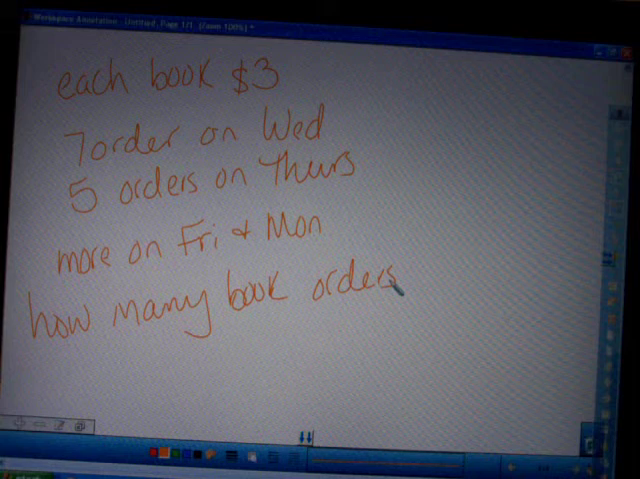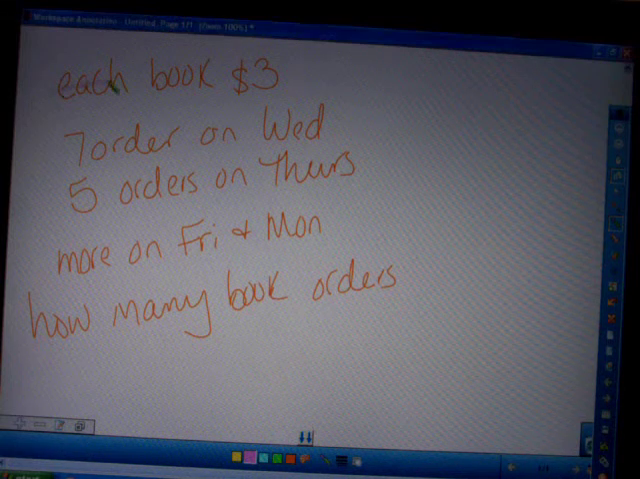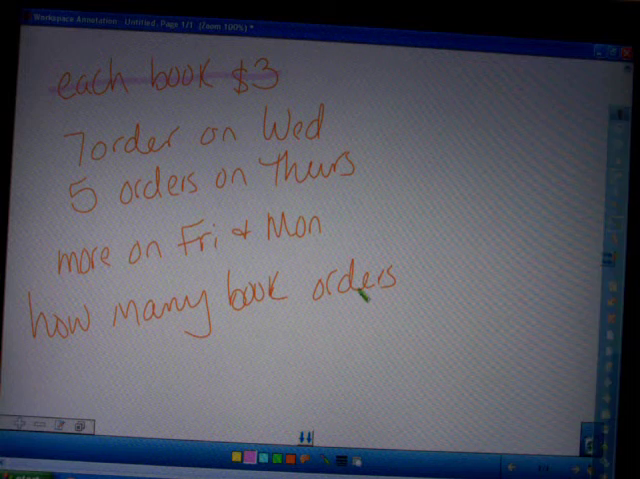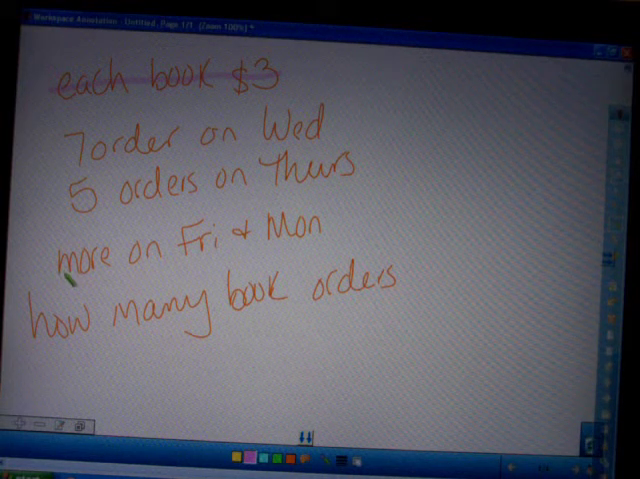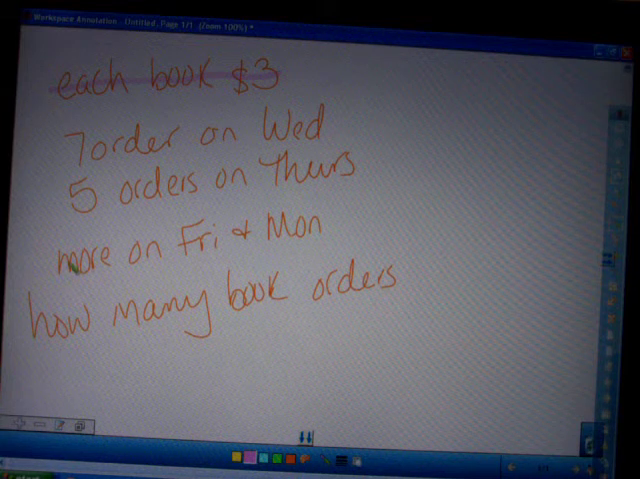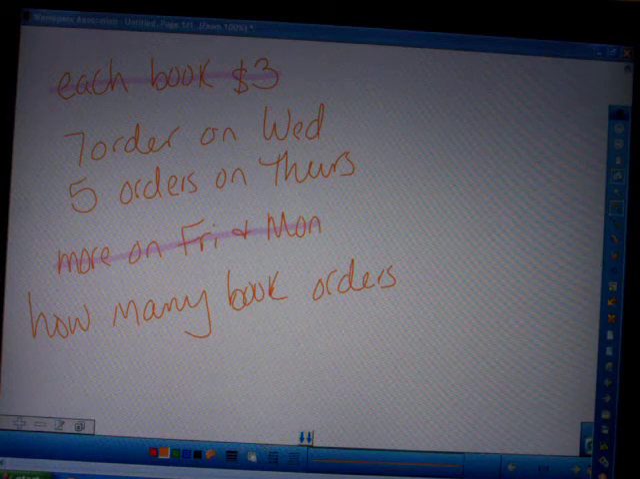Well, let's go through and let's highlight some information that we don't need. First of all, we do not need to know that each book is $3. Who cares? Because they're not asking how much money did she make. They're asking how many books ordered. So we had 7 orders on Wednesday, 5 orders on Thursday. We had more orders on Friday or Monday. Do we know the exact amount of orders on Friday and Monday? No, we don't.